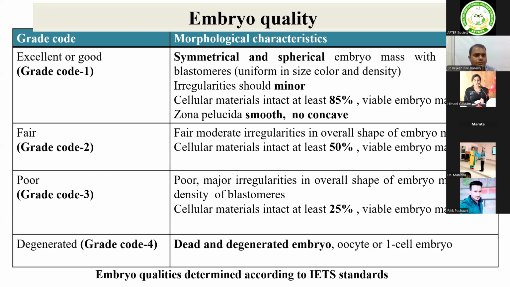Up to grade 1, 2, and 3, you can go for fresh transfer. And for freezing, 1 and 2 are good. Better not to transfer grade 4 embryo.